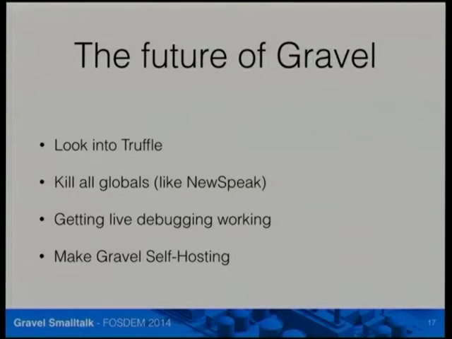So things we have not done yet: first, we want to look into Truffle. We have Stefan Marr. We're very interested in what the SOM is actually going to do, and that's something we'd really like to experiment with, because it looks like very promising technology. Another thing we really want to do, because we have the luxury of being a very new language, so we don't have to worry about support and such, is do something good once and for all, and that is kill all the globals in a way like Newspeak does, because I really like Smalltalk, but I don't like globals in Smalltalk.